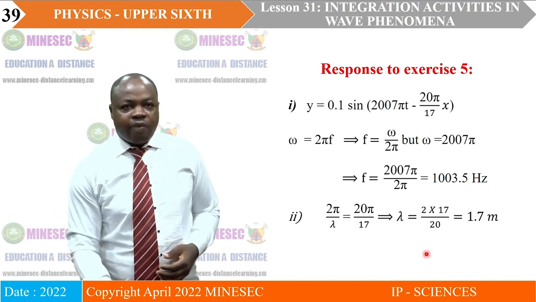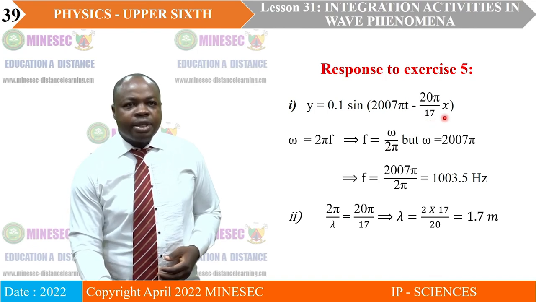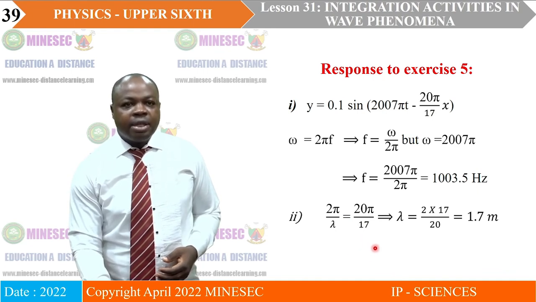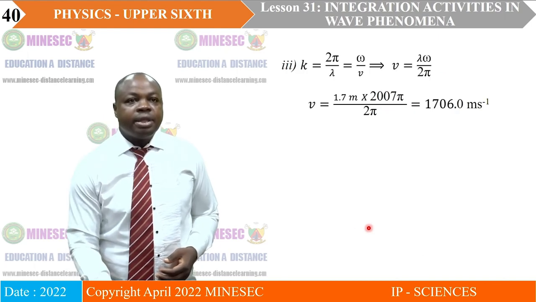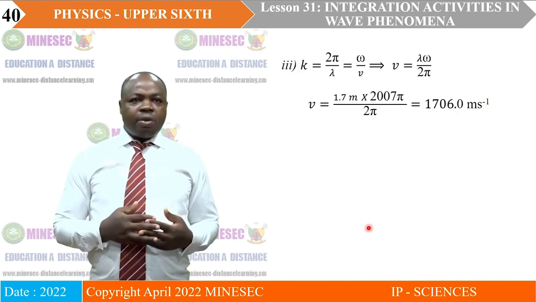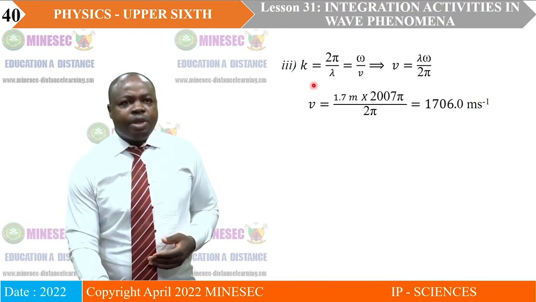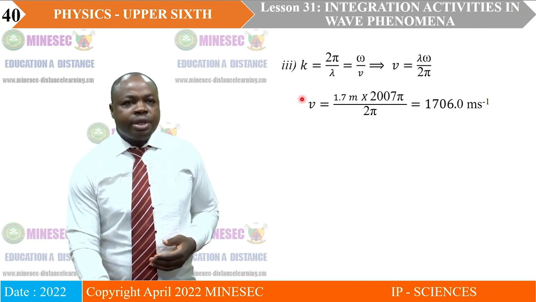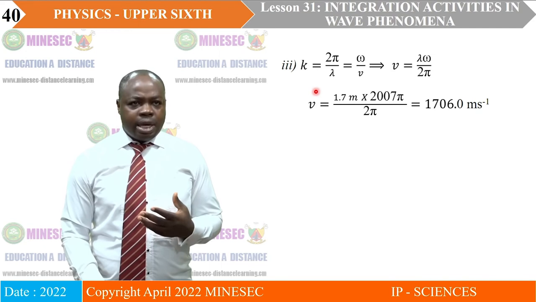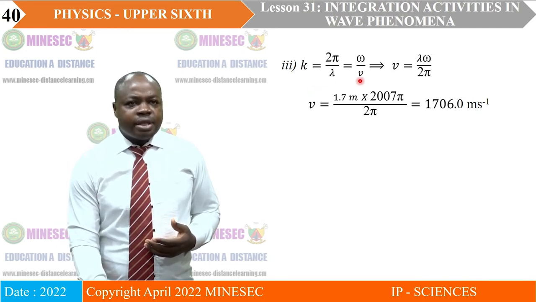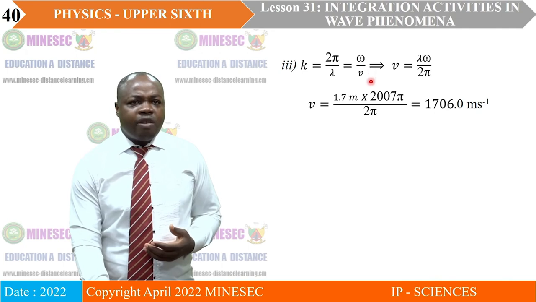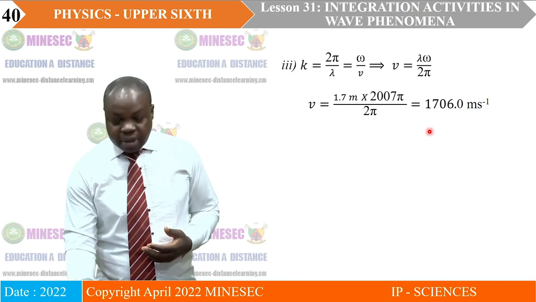And then the next is to calculate the wavelength. We can obtain the wavelength from the coefficient of x here, which is 2 pi over lambda. So when we equate 2 pi over lambda, we have lambda equal to 1.7 meters. And of course, we calculate k to determine the speed. And k is always the coefficient of x. And k equally is omega over v. When we substitute the values we have, it gives us the speed.